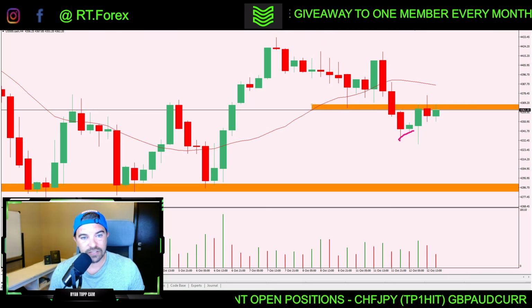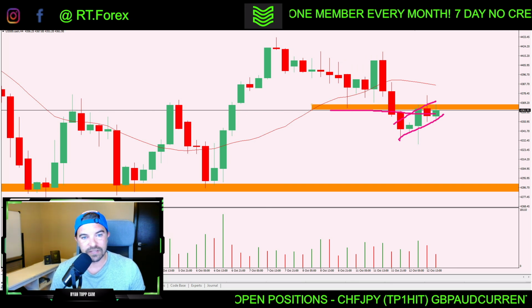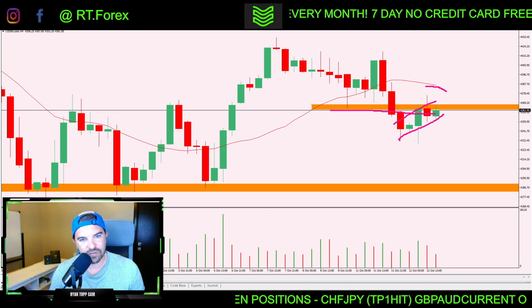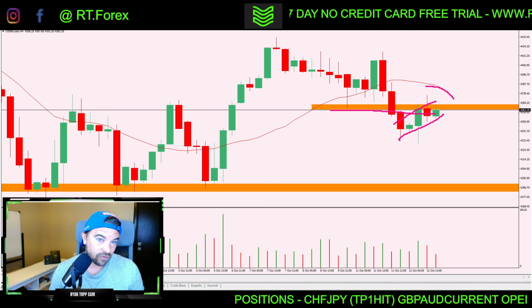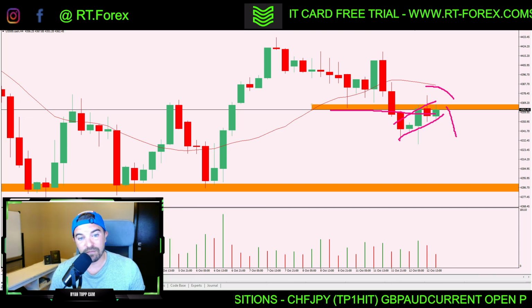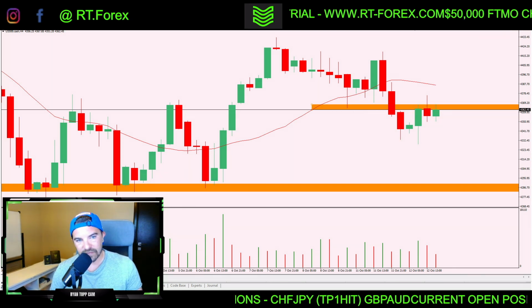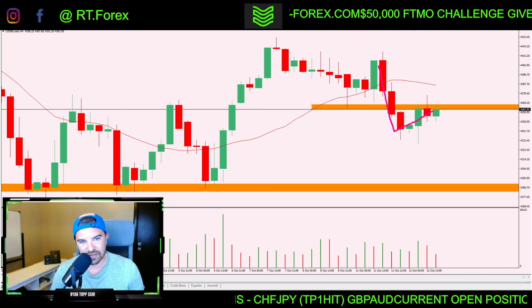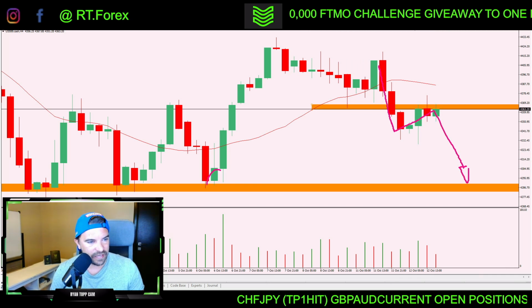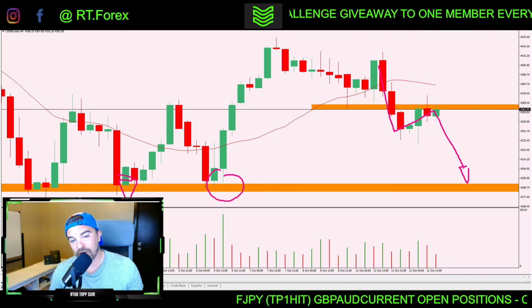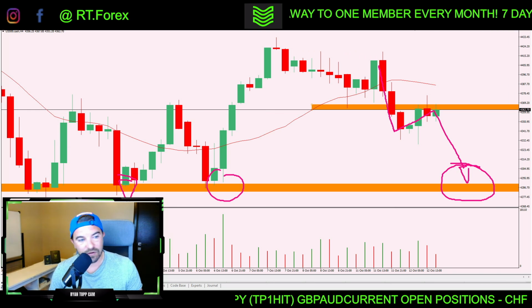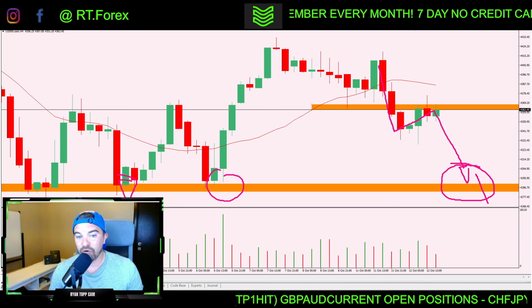Technically, this looks to me like a retest of this area. Potentially, we're getting this 20 curling over for maybe a 20-period catch-up and then movement to the downside. That, at the moment, looks the most likely scenario. Movement back down to this support area, and then the market has a decision to make whether we respect this area again or we break through.